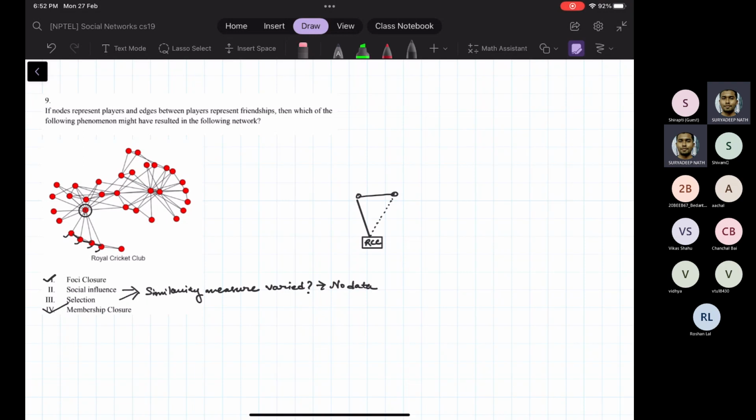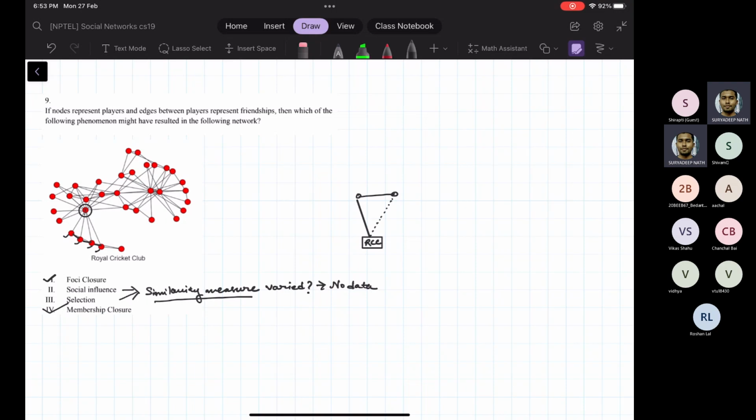Now, if you check options 2 and 3, we cannot comment on whether social influence worked or selection worked, because we do not know what the similarity measure was. This graph doesn't give you any idea of what the similarity measure is. So we cannot tell whether it's social influence or selection.